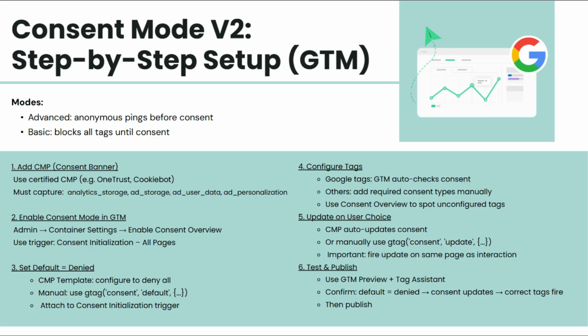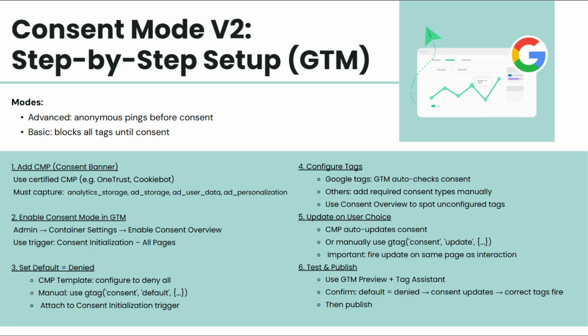If doing manually, you can use GTM's data layer events or direct calls to implement this. E.g., on accept button click, push an event that triggers a GTM custom tag to call the consent update. The important thing, when consent updates, Google's tags need to know about it. Consent mode is dynamic. It can switch states. Google recommends that the update command runs on the same page as the interaction before any navigation so that the current page's tags and any subsequent ones can act on it immediately.